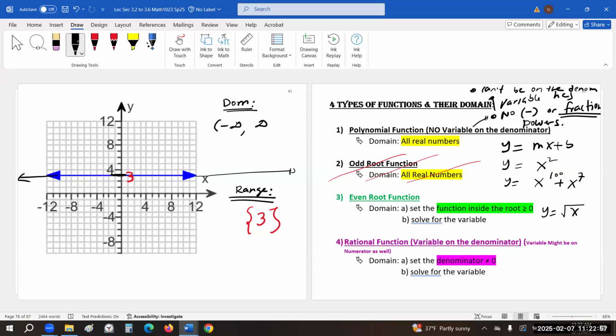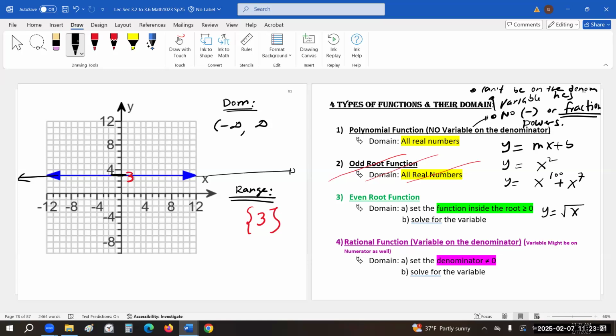That means an even root function has some problem. They cannot take everything to substitute their x with. We have to be careful. We have to see what numbers we can plug in for x. And those numbers will give us the domain. So how do we find that?